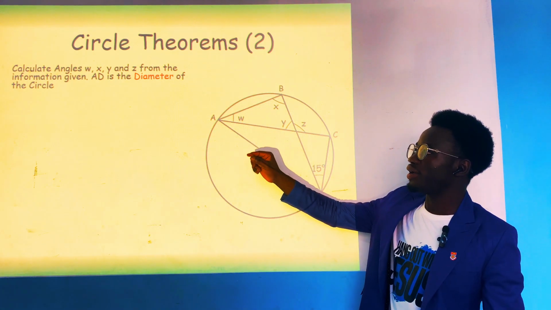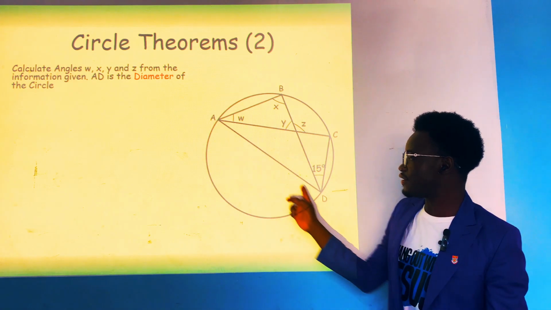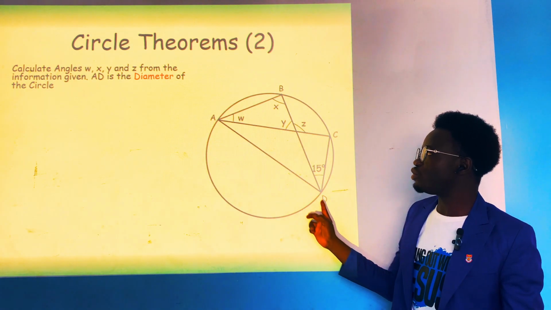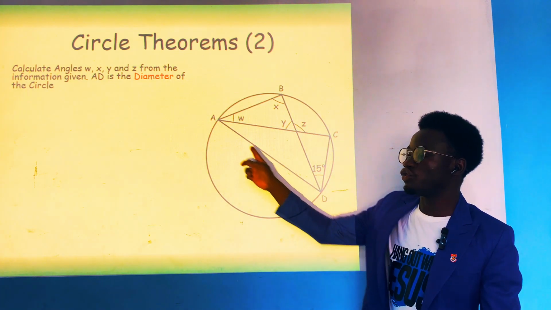The next example: calculate angles W, X, Y, Z from the information given. AD is the diameter. So once they are giving us a diameter, we'll be able to apply some previous theorems we have looked at. Okay, note the diameter.